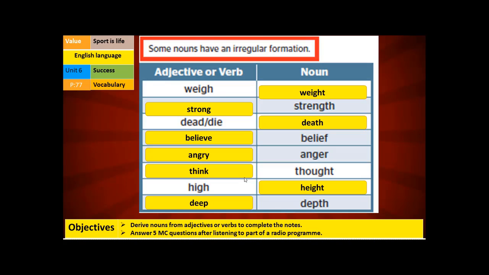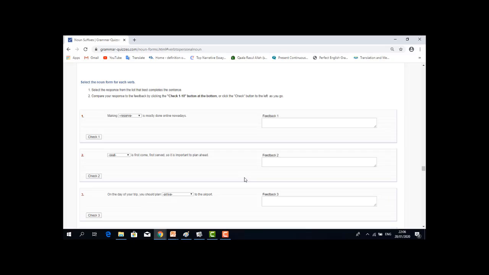And now to our last task, an online quiz, in which we want to select the noun form for each verb. Sentence 1. The verb is reserve. Making a reservation, we need the noun, is mostly done online nowadays. Making a reserve or a reservation. Your choice is the last one.